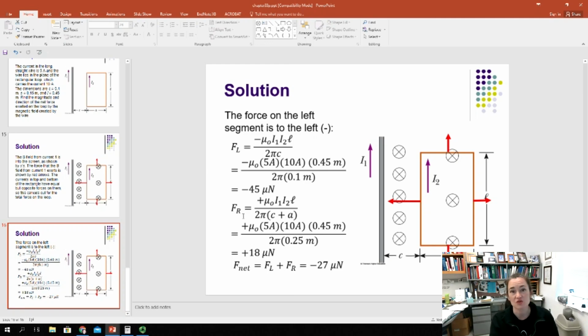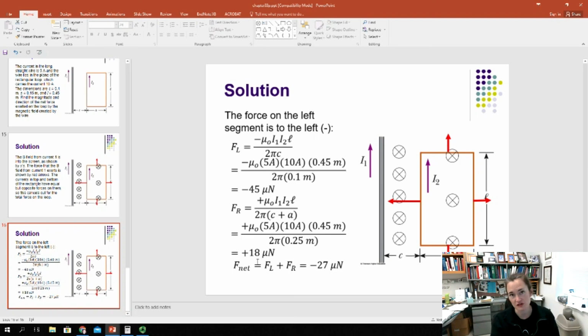Now let's find the force on the right-hand segment. That one's going to be to the right, as we've already discussed. I call right my positive direction. So that's mu naught I1 I2 L over 2 pi times the distance in between I1 and I2 on the right-hand segment of the loop. That distance is C plus A. C plus A is 0.25 meters. So when I plug in the 5, the 10, the mu naught, the 0.45, all that stuff, into my calculator, I end up with the force on the right-hand segment is plus 18 micronewtons.